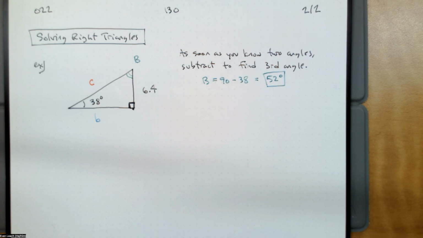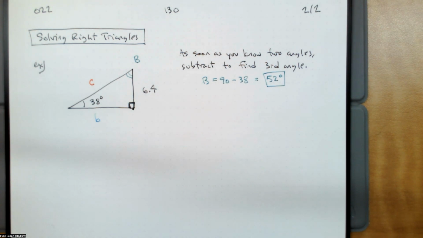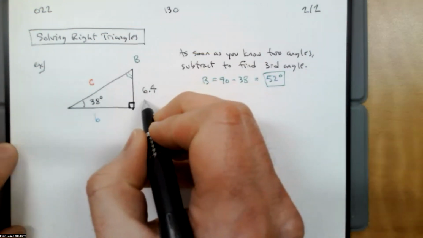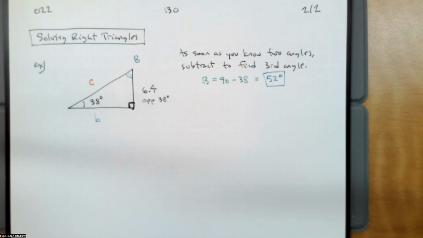Next, we want to start setting up some ratios. We have this 38 down here, and the 6.4 is opposite the 38. What trig functions involve the opposite? What 2 trig functions involve opposite? Sine and tangent. Sine is opposite over hypotenuse. Tangent is, what is it? Opposite over adjacent. Those are the ones.